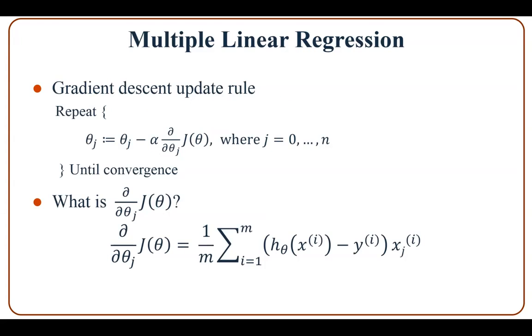For multiple linear regression, the gradient descent update rule is more general. So we repeat and update theta j by that much again and again iteratively until convergence, and the parameters are updated simultaneously for all theta. What is the partial derivative of the cost function with respect to theta j? So basically, taking the partial derivative of the cost function, you get this.